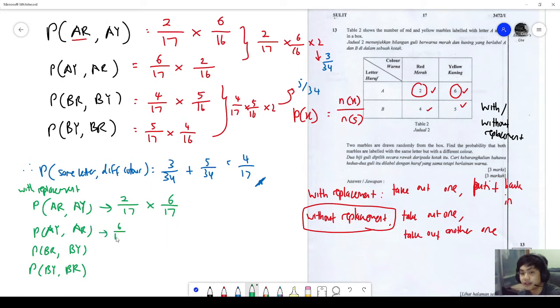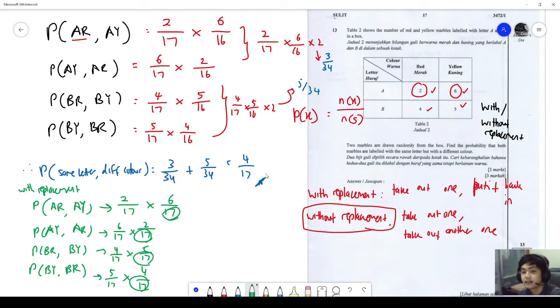So you notice the probability is just the same. It's just that the total changes. The total changes back to its original value, because you're actually putting it back into the box, right? So the only thing that changes in this case is the total number of marbles when you take out the second marble. Sorry, I keep thinking it's beads, marbles. Yeah. So this is with replacement.